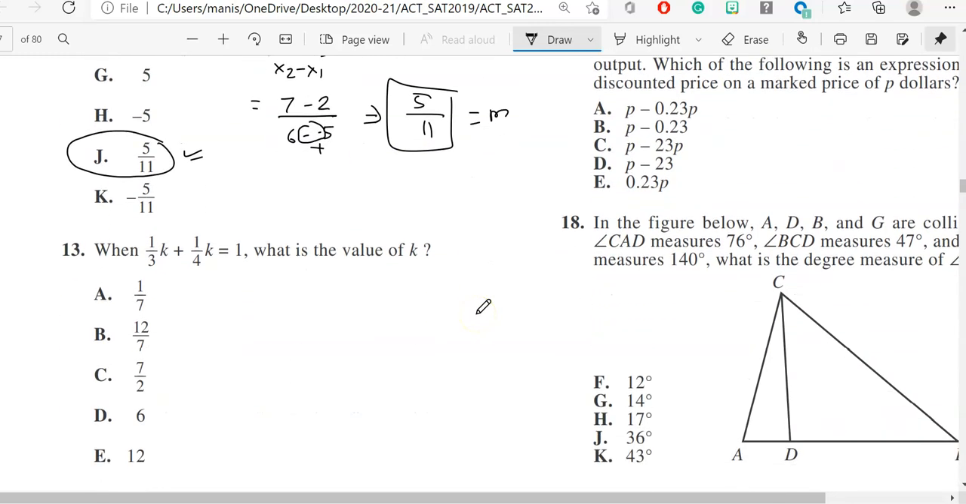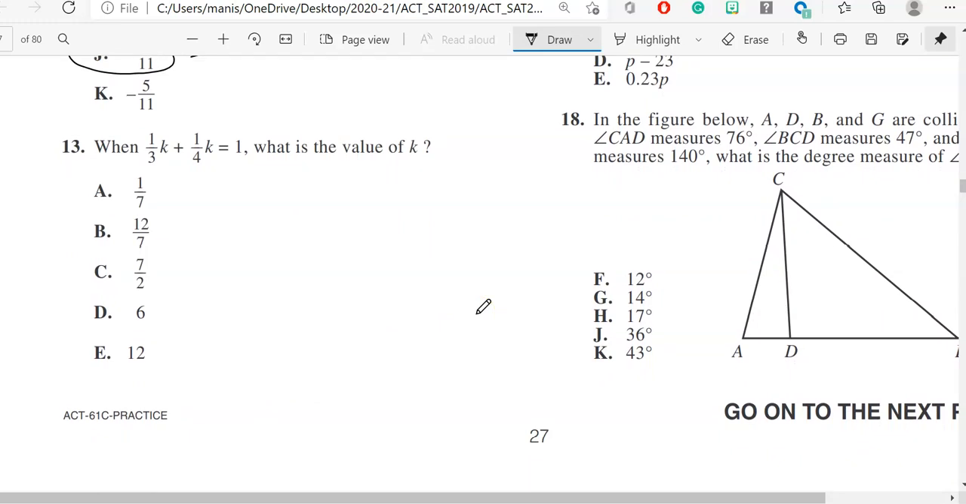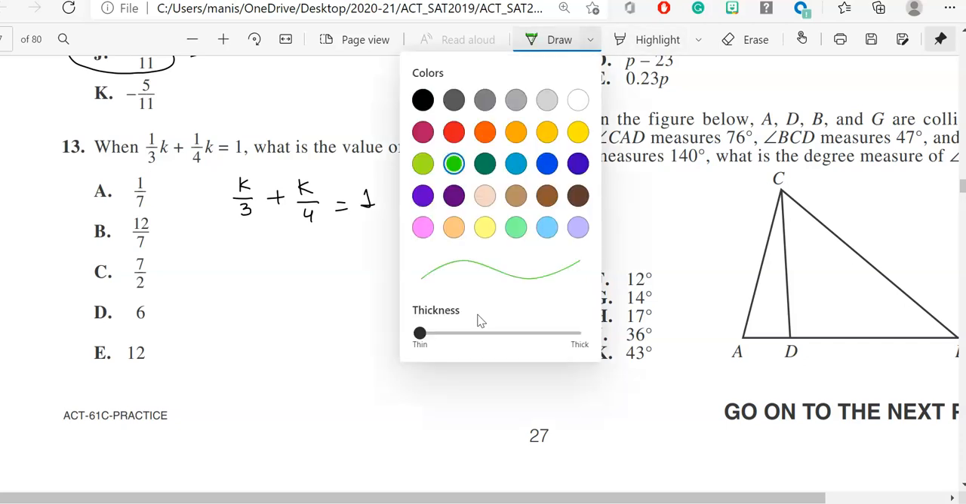So let's look at question number 13. When 1 over 3k plus 1 over 4k is 1, what is the value of k? So I will rewrite it like this: k over 3 plus k over 4 is equal to 1. Yes, I can rewrite it. 1 over 3 means we can do it like this now.